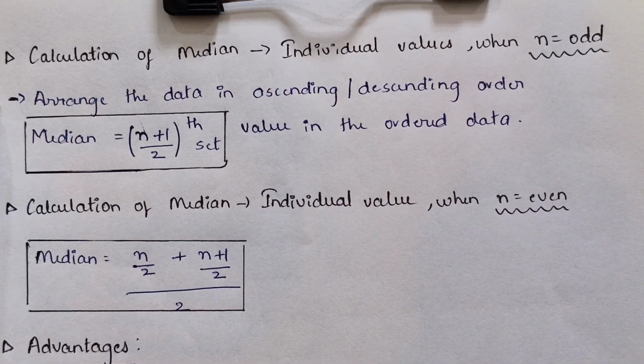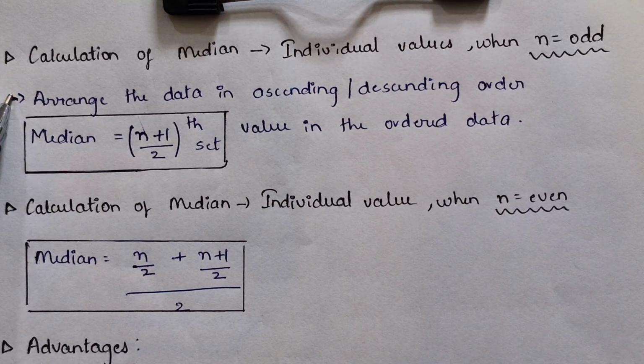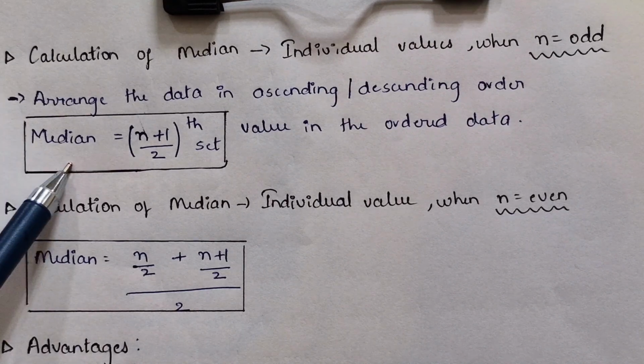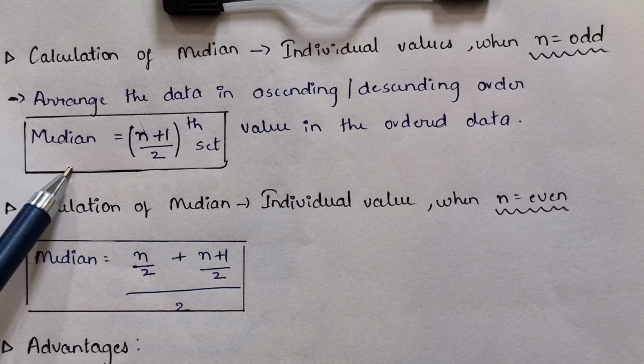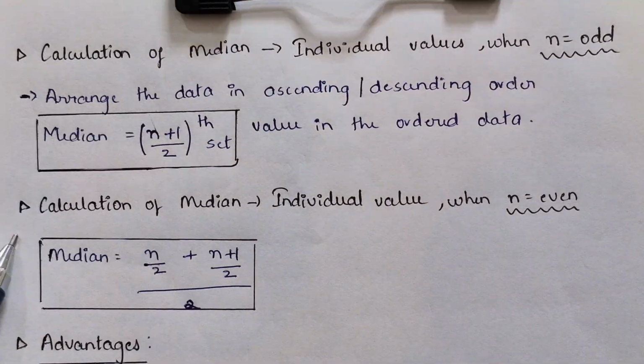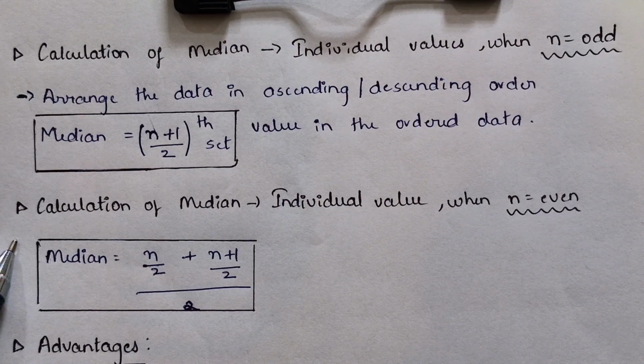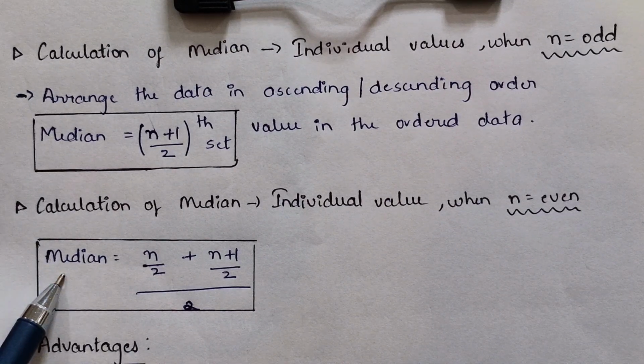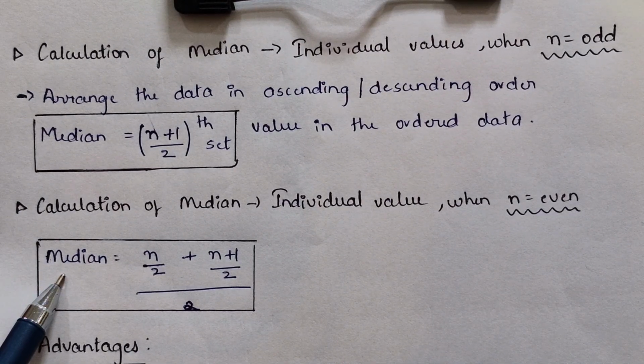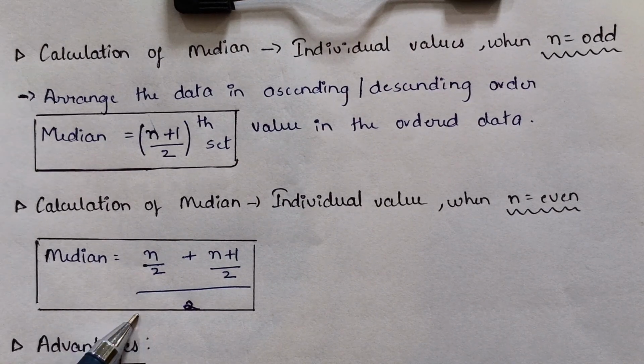Calculation of median for individual values when n is odd. Arrange the data in ascending or descending order. Therefore, median is equal to the (n plus 1) upon 2 th value in the ordered data. Calculation of median for individual values when n is even. Therefore, median is equal to the (n upon 2)th value plus the (n upon 2 plus 1)th value, the whole thing divided by 2.